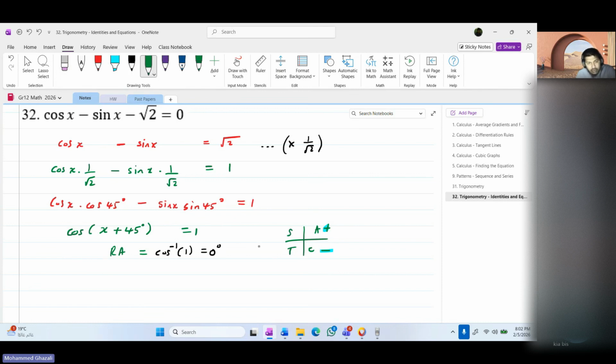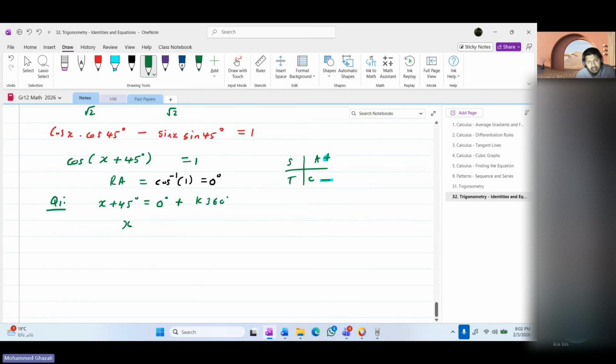We're taking the quadrant 1 solution, okay? My solution in quadrant 1, the reference angle is x plus 45. So I'm going to write that down here. The angle is 0, first quadrant, plus k 360, right? So x is equal to negative 45 plus k 360. So this is one answer done.